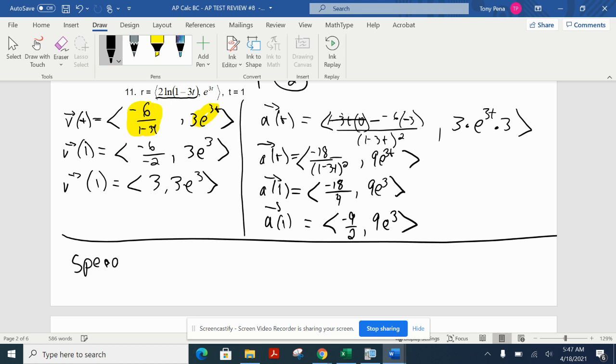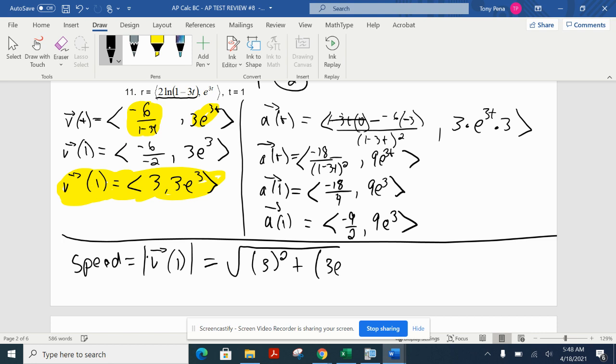Squeeze the speed in down here. So speed is, again, the magnitude or length of our velocity vector, in this case at the time of 1. If we go back up here, we have already found that in this problem. This was our velocity vector at the time of 1. So now we want the magnitude of that vector. So we would just do the 3 squared plus the 3e to the 3 squared. For response-wise, that's your answer. You can just leave that. If it's a decimal, then we're just evaluating that on our calculator. Okay.